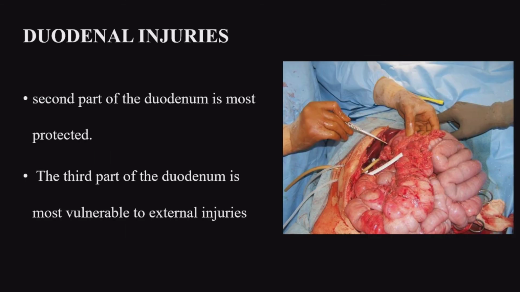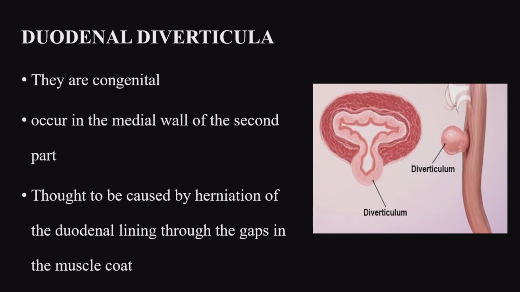Next is duodenal injuries. The second part of the duodenum is most protected from external injury because it lies in the paravertebral gutter. The third part of the duodenum is most vulnerable to external injuries because it gets crushed between the vertebral column and the anterior abdominal wall following violence.